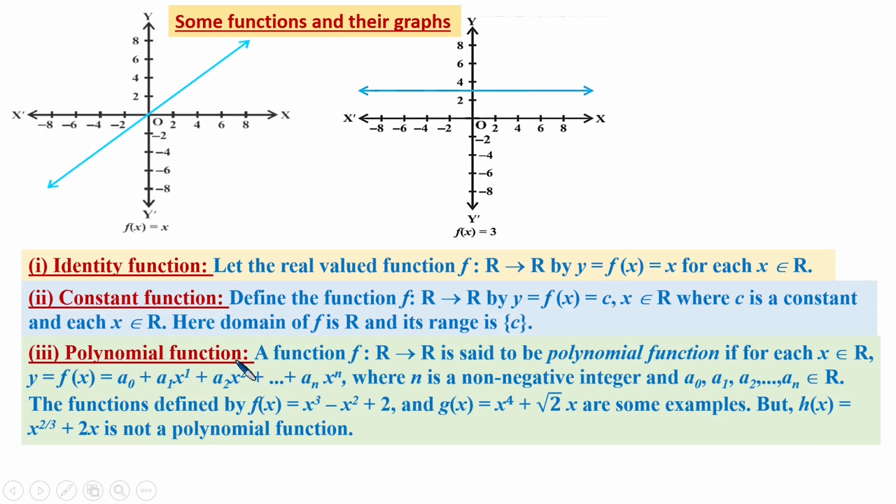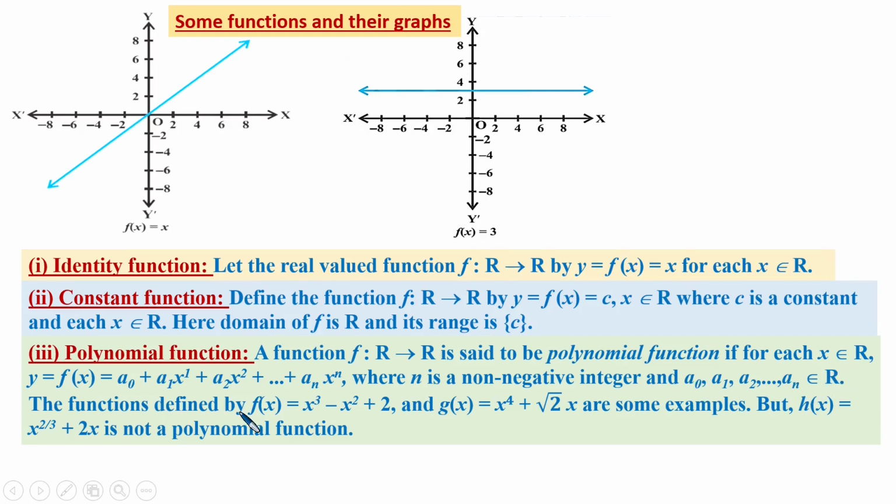And then the polynomial function. This is your polynomial function. y is equal to f of x is equal to a naught plus a1 x plus a2 x square and so on. These are the coefficients a1, a2 up to an. And this is x to the power 1, x to the power 2 and so on till x to the power n. So a function f such that R goes to R is said to be a polynomial function if for each x belonging to R it obeys this, where n is a non-negative integer. These are non-negative integers, and a0, a1, a2 up to an, these coefficients belong to R.